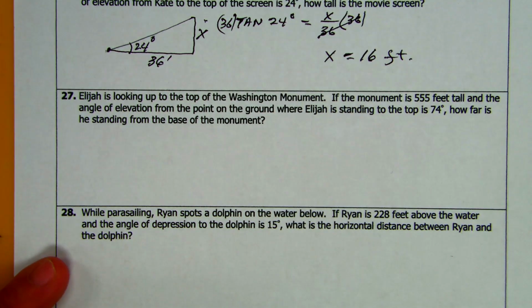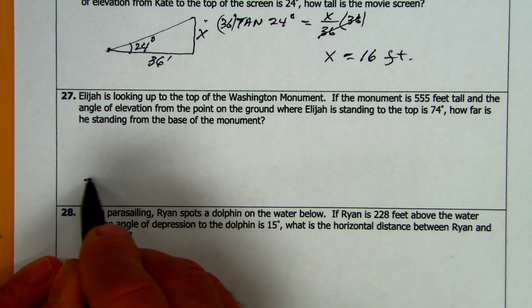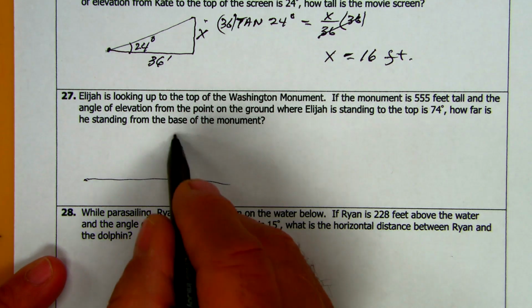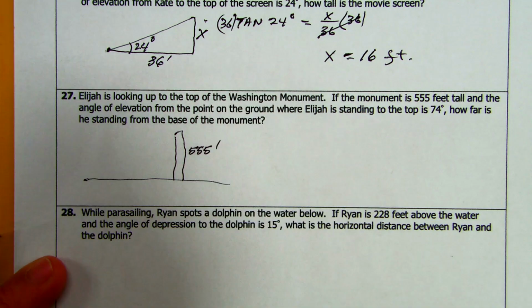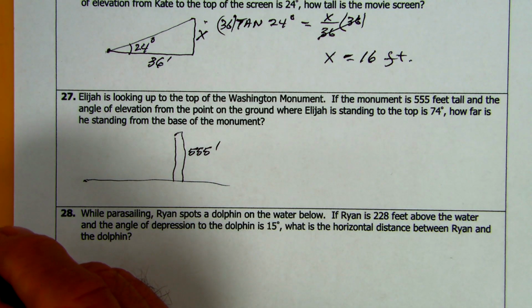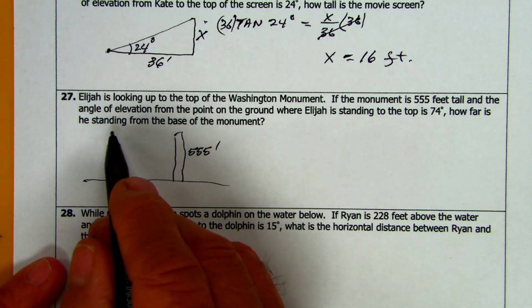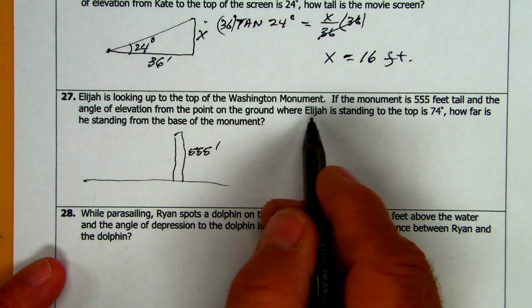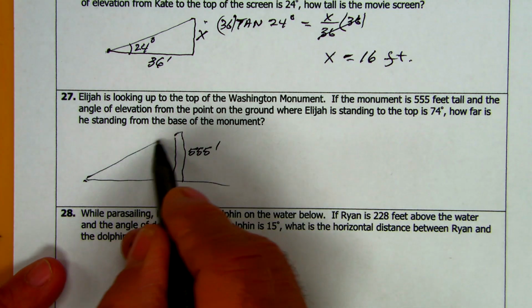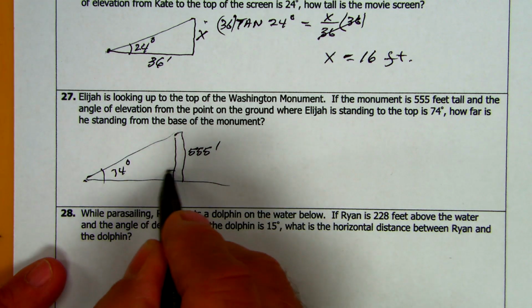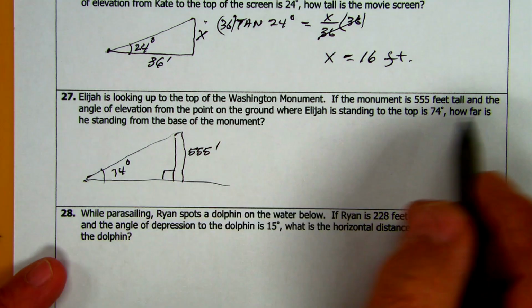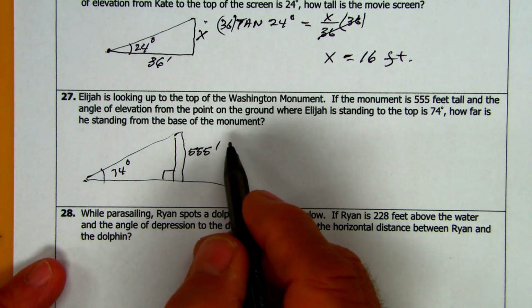Elijah is looking up to the top of the Washington Monument. If the monument is 555 feet tall, so let's see. We've got the Washington Monument up here. It's 555 feet tall. He's looking up, and the angle of elevation from the point on the ground where Elijah is standing is 74 degrees. So this is angle of elevation 74 degrees. How far is he standing from the base of the monument?